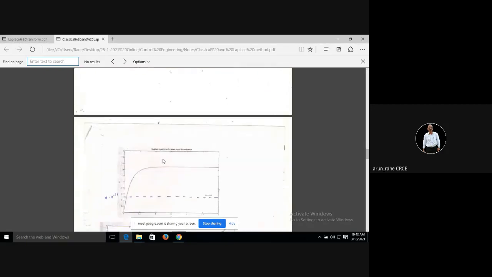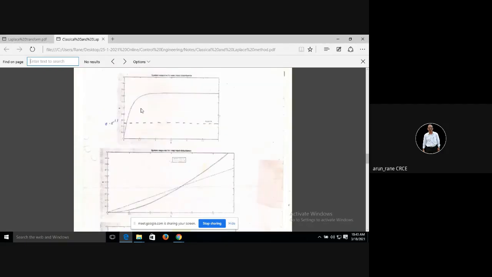So this you can practice as a homework. Like I have given one homework in block diagram reduction, similarly this also you can take as a homework. Now you have to find out the output for various types of input.